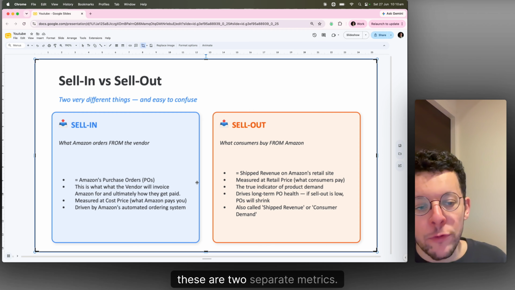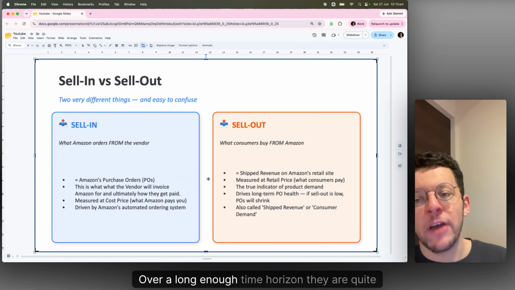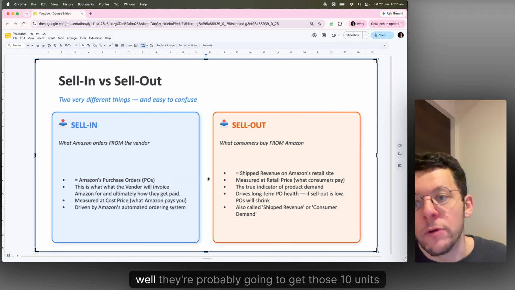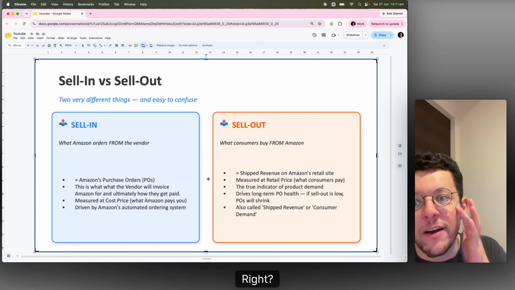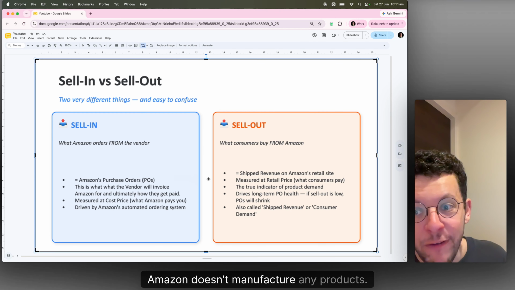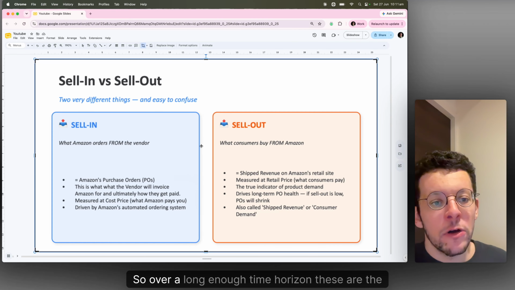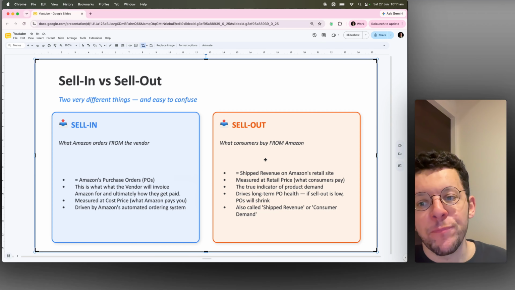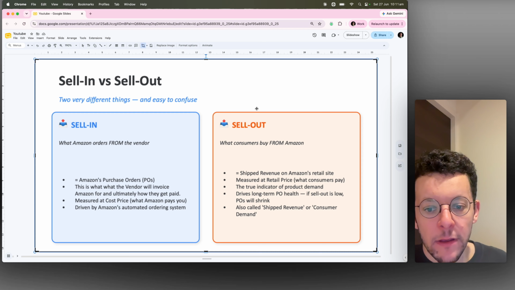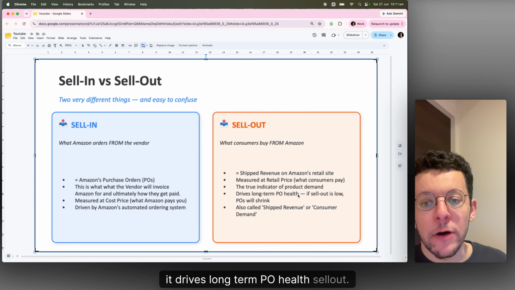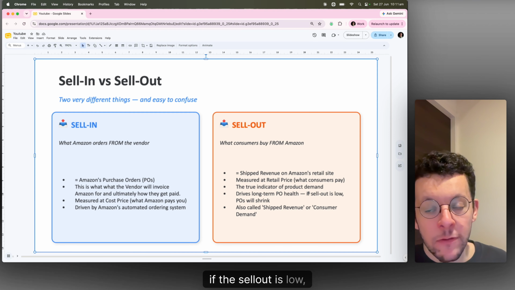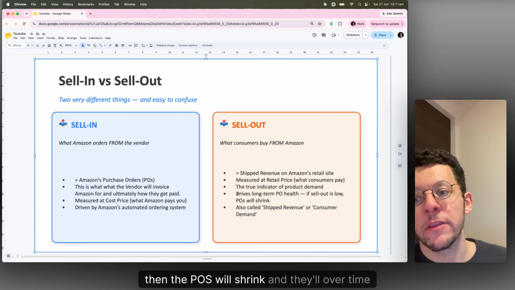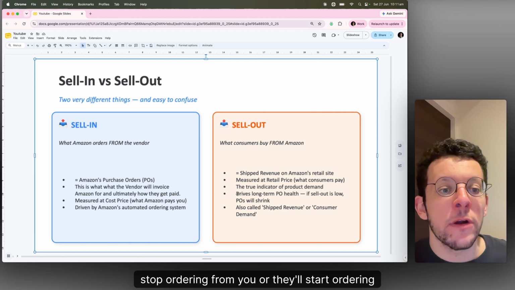Now, these are two separate metrics. Over a long enough time horizon, they are quite similar, because if Amazon sells 10 units to the customer, well, they're probably going to get those 10 units from you, right? Like, they're going to get them from somewhere. Amazon doesn't manufacture any products. So, over a long enough time horizon, these are the same, but there's still a couple of key differences. And you can see here, sell-out drives long-term PO health. So, in other words, if the sell-out is low, if Amazon aren't selling enough products to the customer, then the POs will shrink and they'll over time stop ordering from you, or they'll start ordering significantly less.